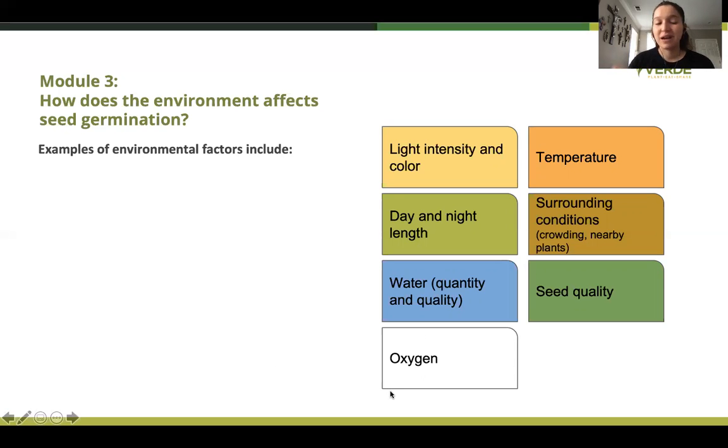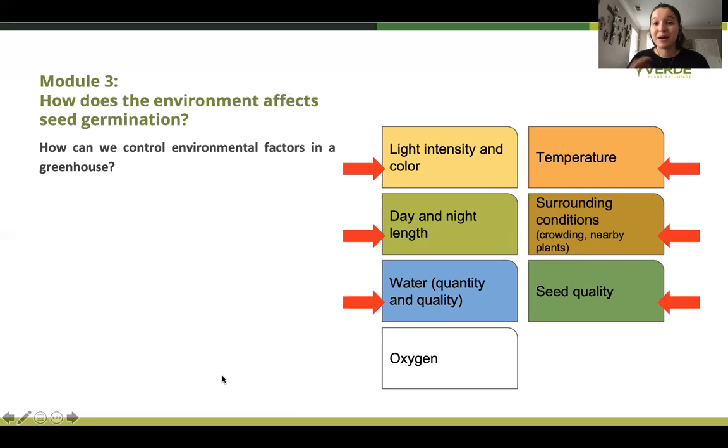And oxygen, right? Like I mentioned before, seeds like to be consistently moist, but not waterlogged. So they still want access to moisture. They don't want to be completely always in water. That could cause them to rot, and it can negatively impact germination.